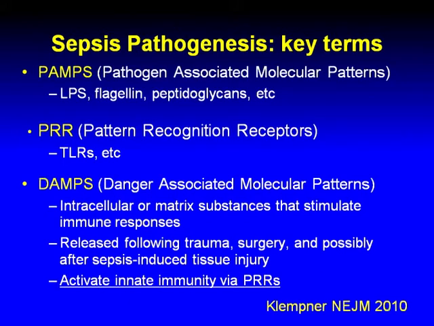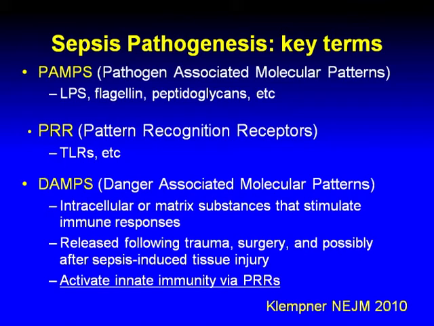All right, so here's some key terms in sepsis pathogenesis. Mark Klempner's review in the New England Journal around a clinical pathologic conference is a must-read. Pathogen-associated molecular patterns, we all learned about those in medical school: lipopolysaccharide, flagellin, all these sorts of things that we recognize as foreign. We recognize them when they interact with pattern recognition receptors like toll-like receptors, that triggers an activation of the innate immune response. We get SIRS, we get neutrophil infiltration, etc.